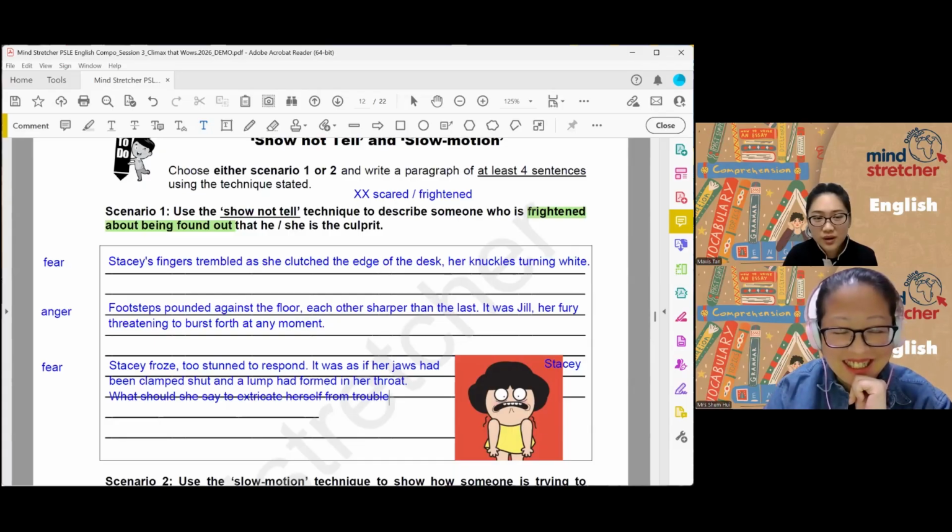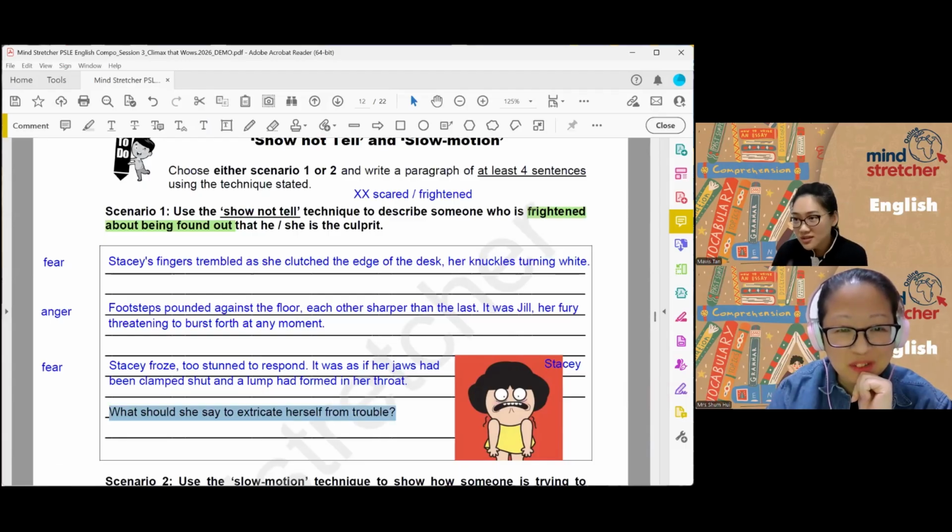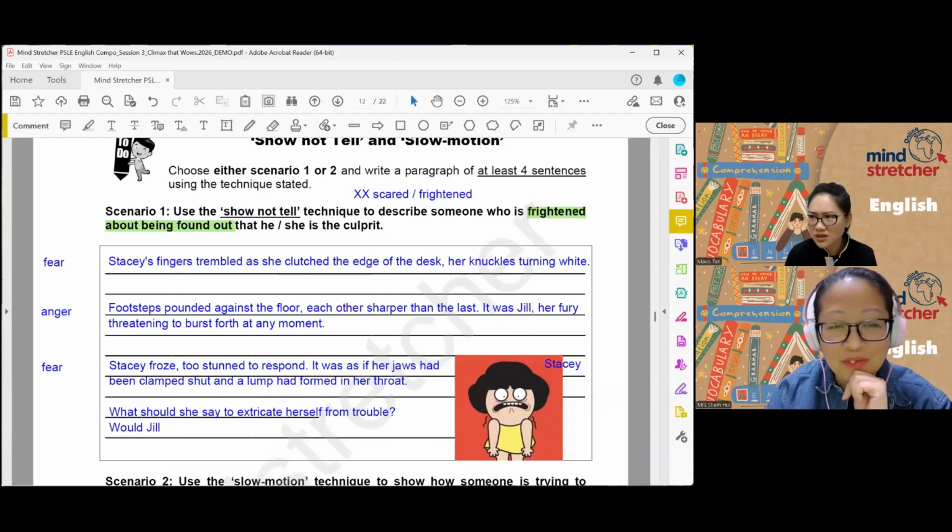Just now we were talking about the use of internal monologue, but this is third person's perspective. So a few questions the character could ask herself. What should I say to extricate myself? Or over here, what should she say? Or would my friend hate me forever? Would Jill sever ties with me? Would Jill hate her forever, if you're doing third person? Sever their friendship.